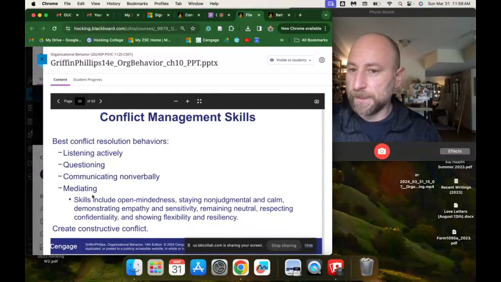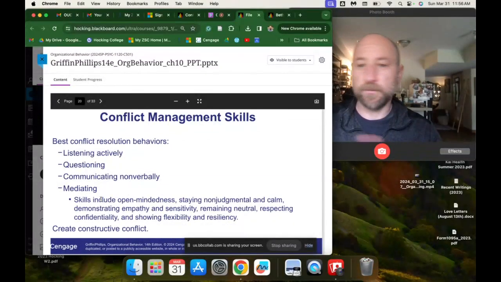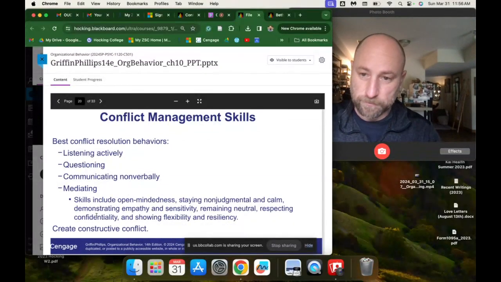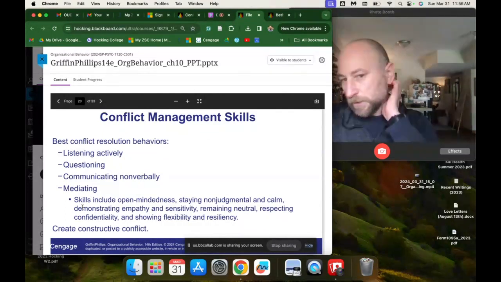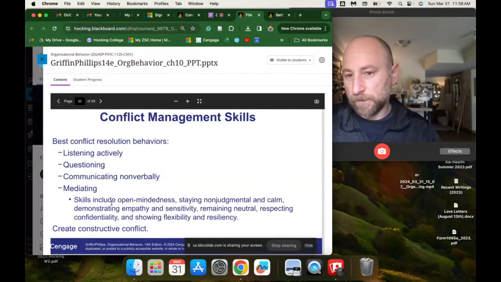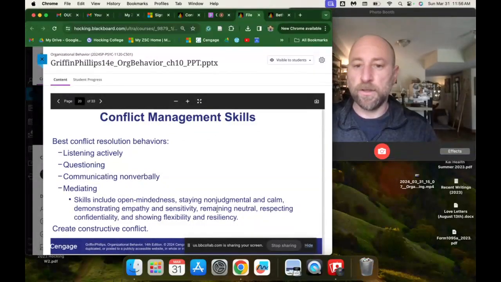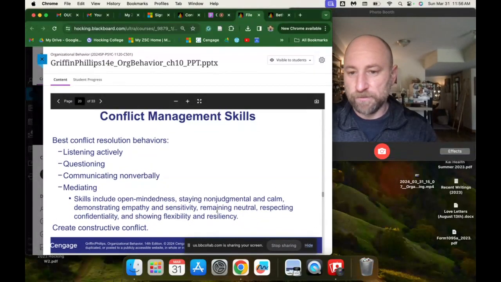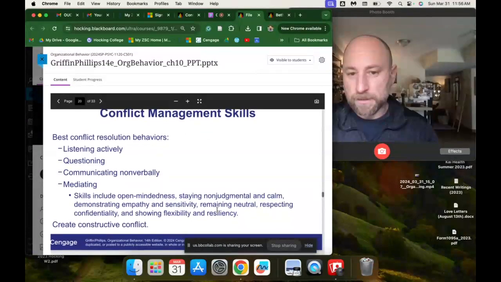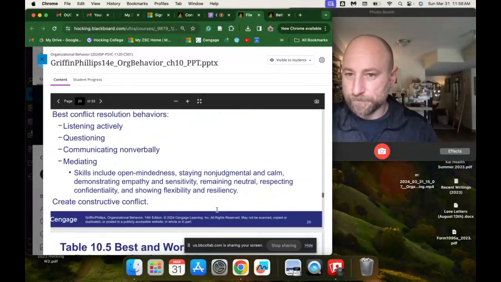Then there's mediating. Mediation is a person who can sort of go between the two people in conflict. Skills include open-mindedness, staying non-judgmental and calm, demonstrating empathy and sensitivity, remaining neutral, respecting confidentiality, showing flexibility, and resiliency.